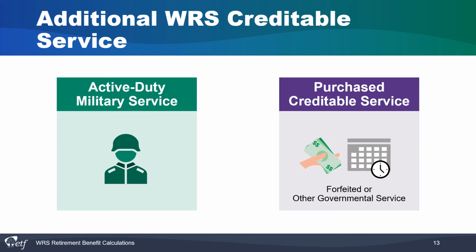You may also have purchased creditable service that can be included in the calculation. Qualifying service for purchase includes forfeited service, which is any creditable service hours lost due to taking a separation benefit, or other governmental service, which is credit you can purchase for any service hours working for a non-WRS public employer at the federal, state, or local level, or military service started January 1st, 1974, or later.